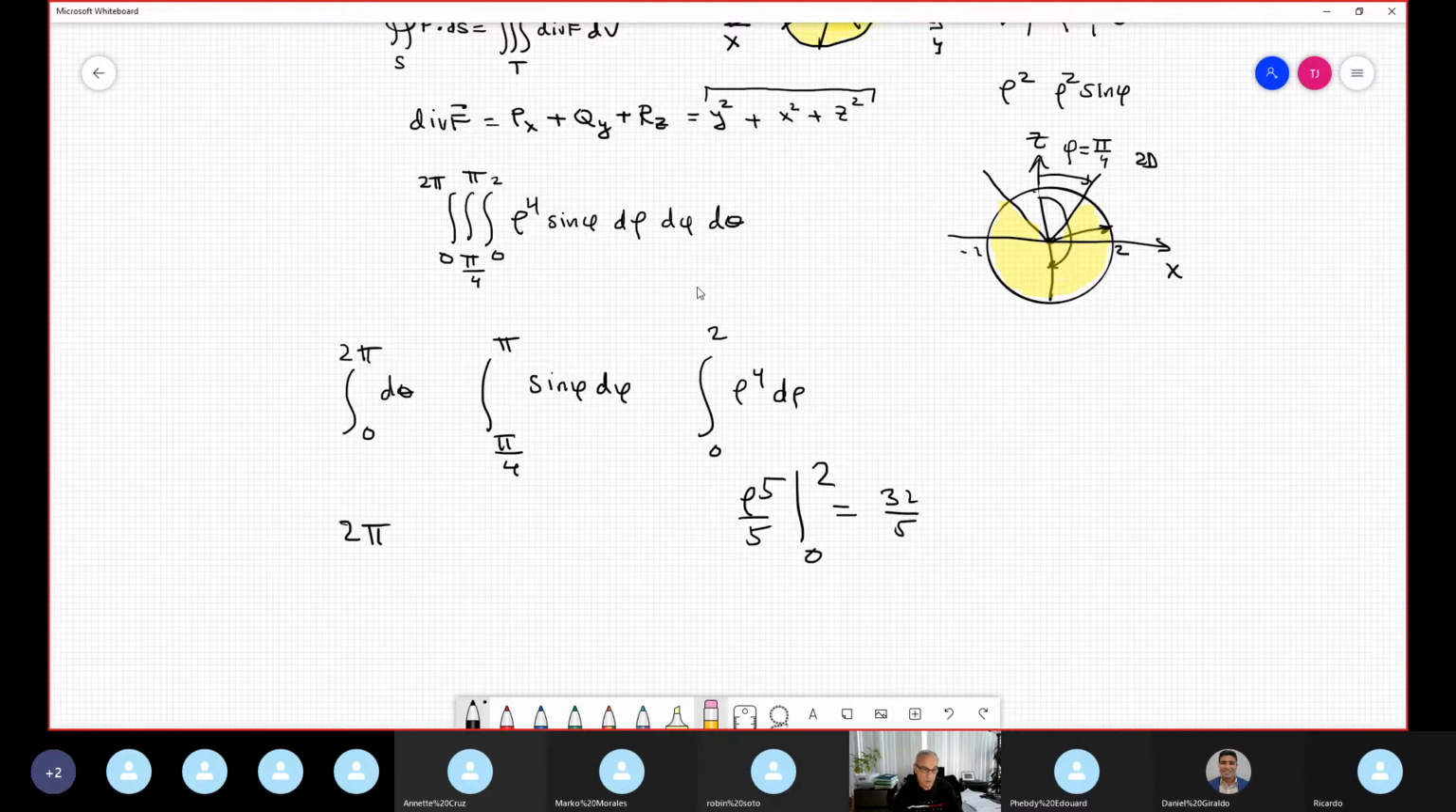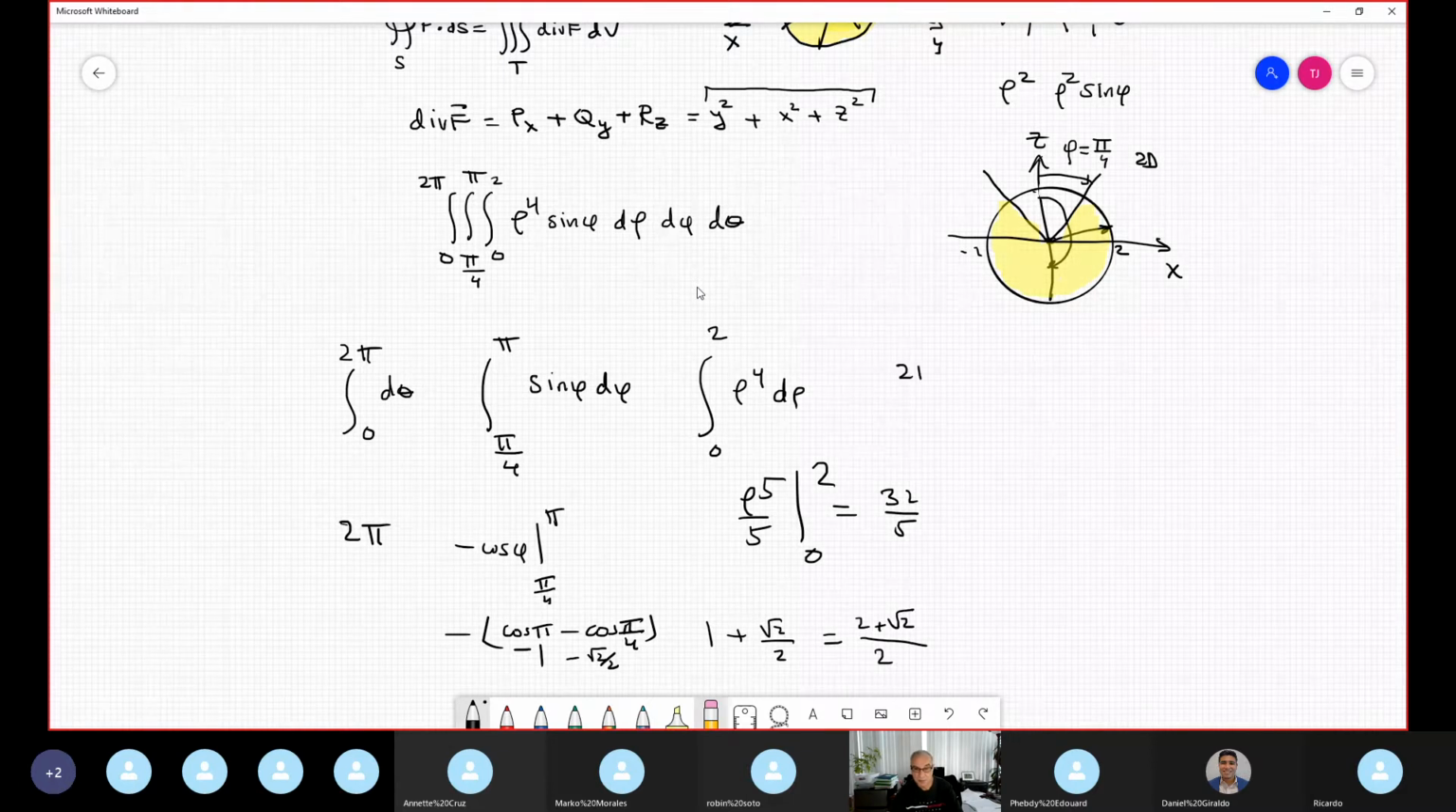This is 2 pi, as always. Frequently this happens. And the antiderivative of sine is minus cosine. So minus cosine phi evaluated between pi over 4 and pi. So minus cosine pi minus cosine pi over 4. Something like that. The negative of negative 1 is 1, and the other is radical 2 over 2. Together it is 1 plus radical 2 over 2. No? So you find the common denominator, which is 2 plus radical 2, over 2.